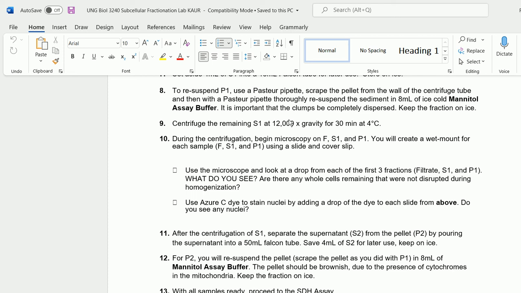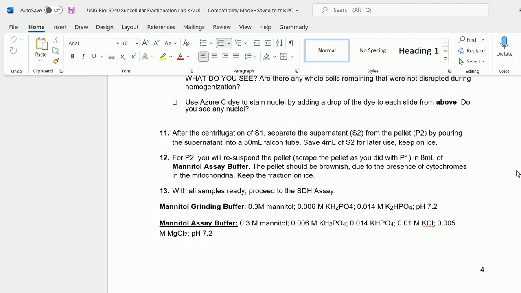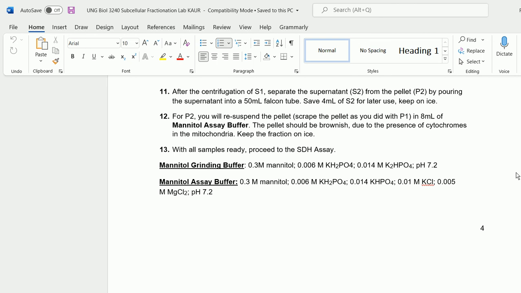In between those 30 minutes, what are you going to do? You have the F fraction, you have S1 and P1. With all these three fractions, you are going to make a wet mount, put the azure C dye on these, cover them with a cover slip and watch under the microscope. And you will be able to see the nucleus. So that's what you have to make your observations on. I already showed you how the nucleus will look, and I will show you more pictures in the lab. So you will use these 30 minutes for that.